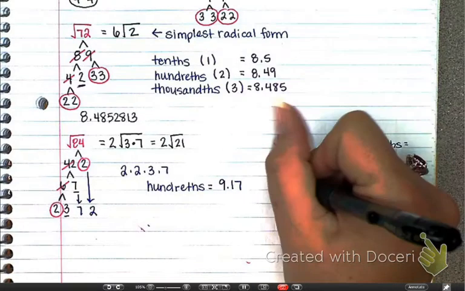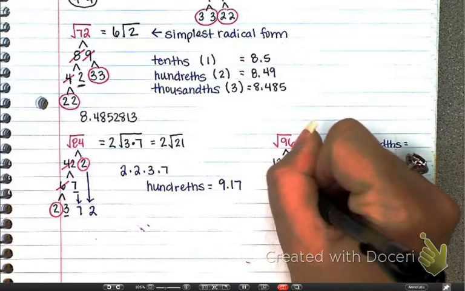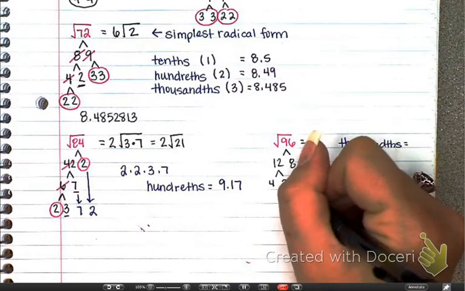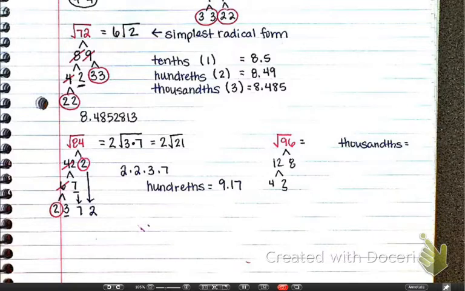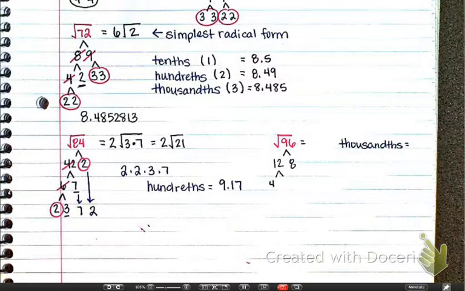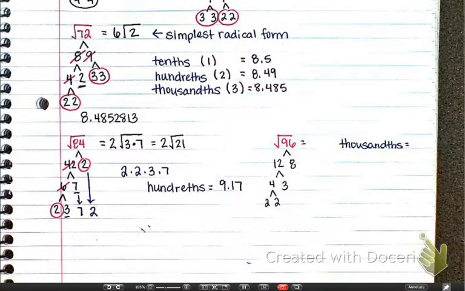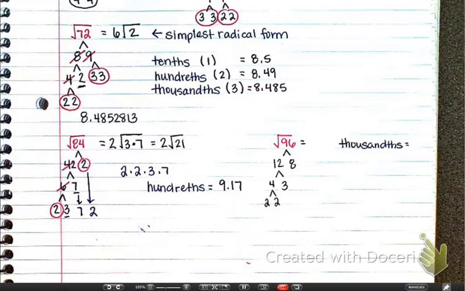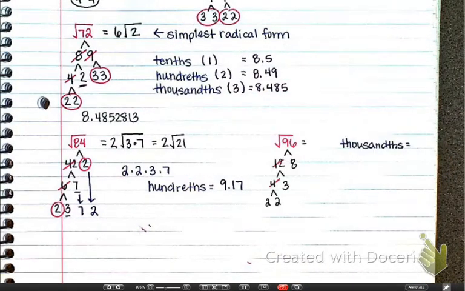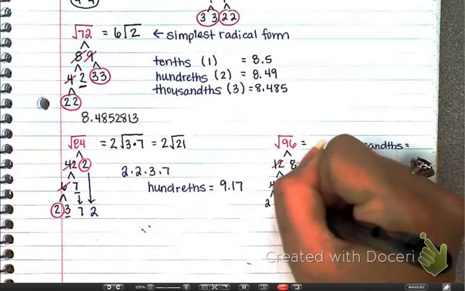Okay, so let's break down 12. 12 breaks down to 4 and 2. No, it doesn't. How about 4 and 3? That's a 3. Hold on. Let me try again. 4 and 3. I don't know what I was doing in my head. 4 and 3, and then 4 breaks down to 2 and 2. I know, right? And then, hold on, I'm going to cross out the things I don't need anymore. And then 8 breaks down to 4 and 2 and 2 and 2.